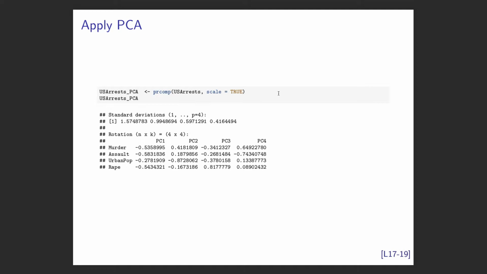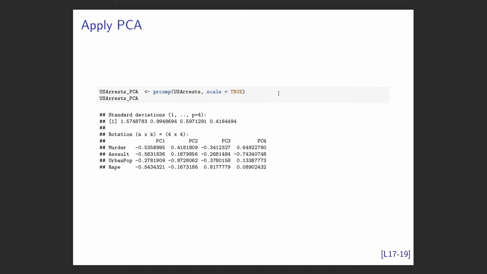What it spits out is the standard deviation associated with each lambda. Remember when we did that calculation, we know the variance of that term is going to be equal to the eigenvalue. That was why we chose the maximum, because that's the variance. So you get a standard deviation just by taking the eigenvalues and square rooting them.